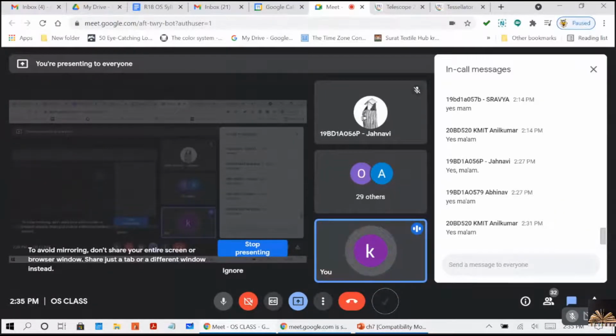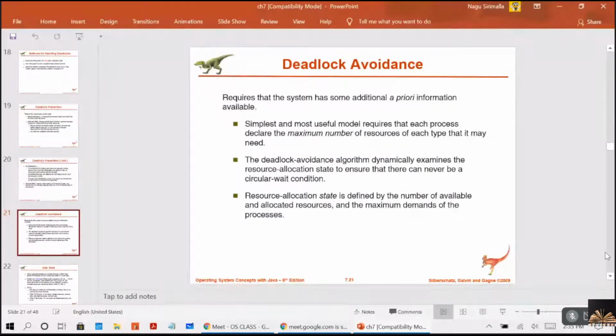Shall we move to deadlock avoidance? Yes. Now coming to deadlock avoidance, in deadlock avoidance the process must first inform the operating system about its maximum allocation of resources to be requested and used during its lifetime. So to avoid deadlock, we are asking the processes to inform the operating system what its maximum allocation of the resources is in its lifetime.